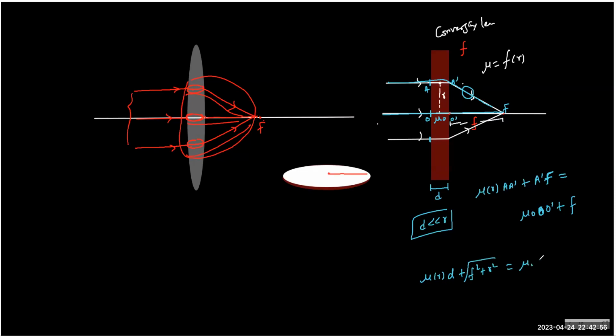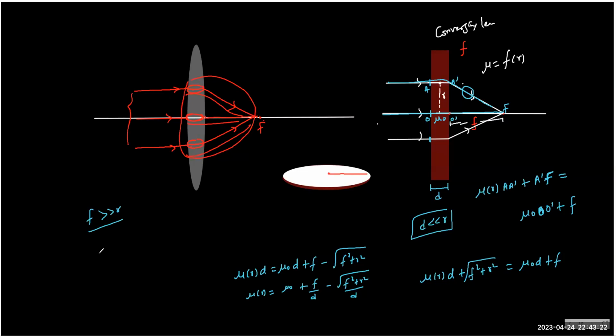What is O dash D? So what is mu R D equal to? So what is mu R actually? Assuming F to be much larger than R, we can use the binomial approximation. I hope you know the binomial approximation. Yes, sir. I can take F common, 1 plus R square by F square to the power.